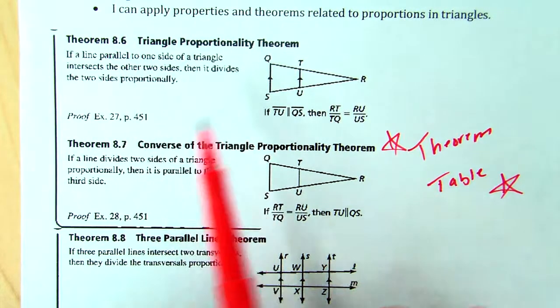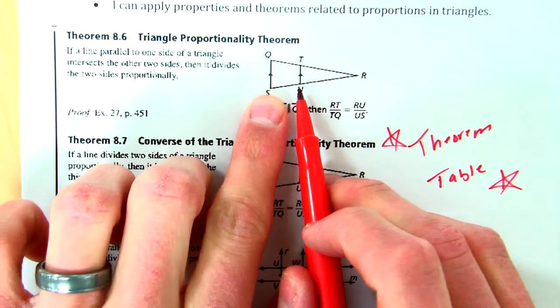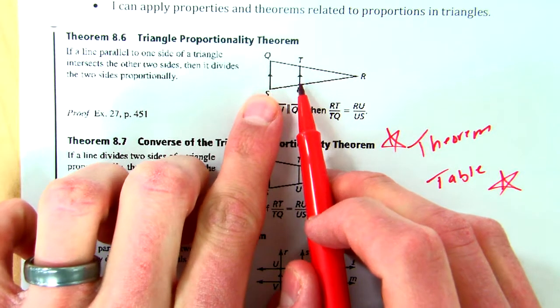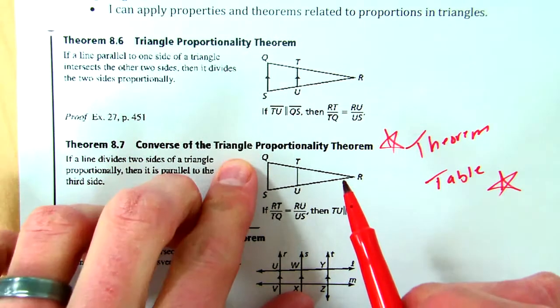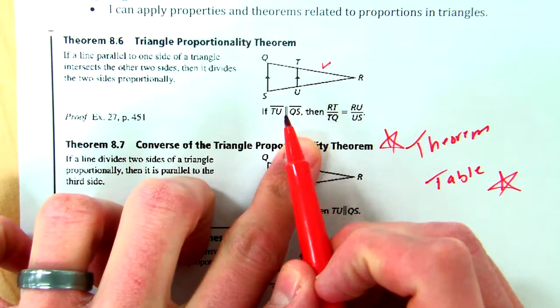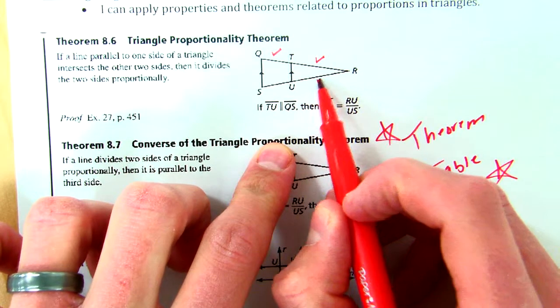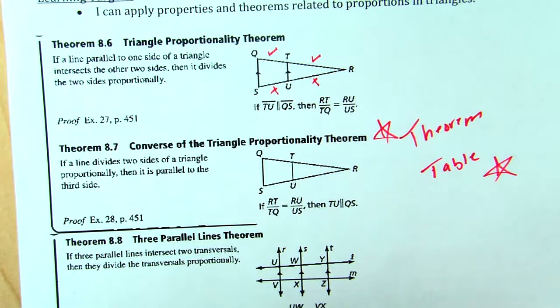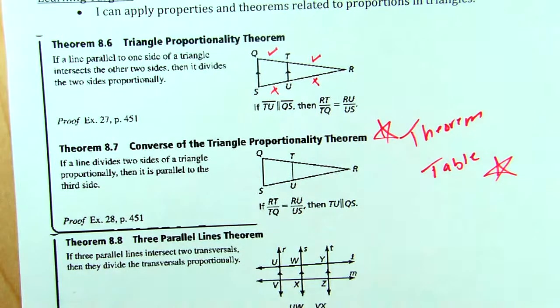But basically 8.6 says if you have a triangle, inside that triangle you got a set of parallel lines here, then it's going to divide that up proportionally. So if you notice the ratio here, this side over this side will be proportional to this side over this side. And then the converse just flips that. If you know already that those things are proportional, then you can conclude, oh, these lines must be parallel.